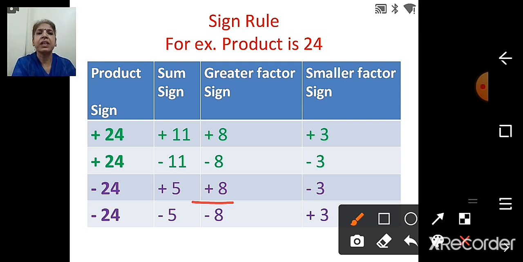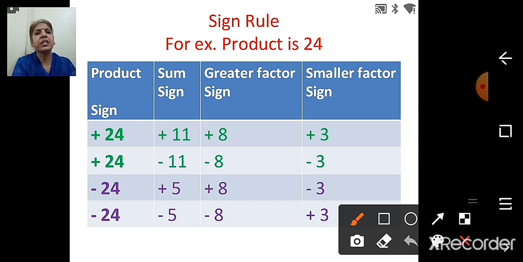So the greater factor will get the positive sign, and the smaller factor will get negative. The signs are different, and that's why the product is negative. One is positive, one is negative. That's why the product is negative.